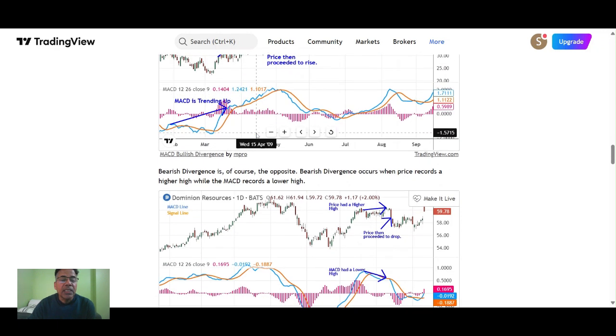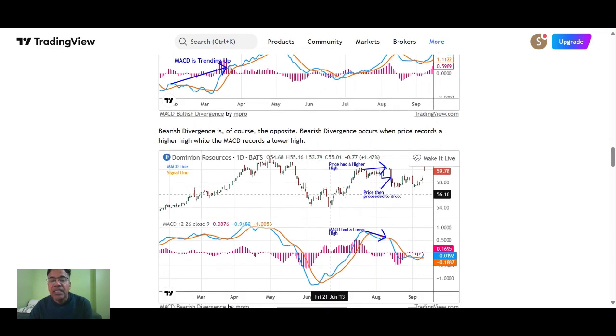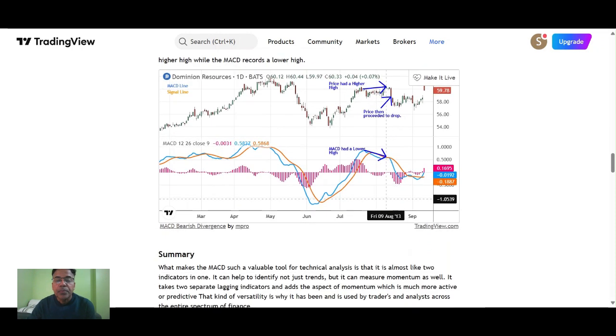Bearish divergence is, of course, the opposite. Bearish divergence occurs when the price records a higher high while the MACD records a lower high. The price made higher highs, then proceeded to drop. The MACD had a lower high.